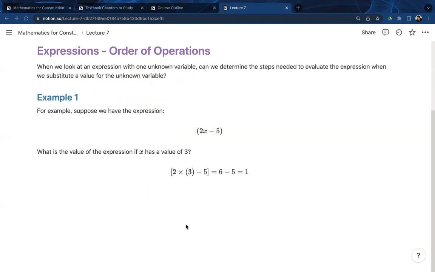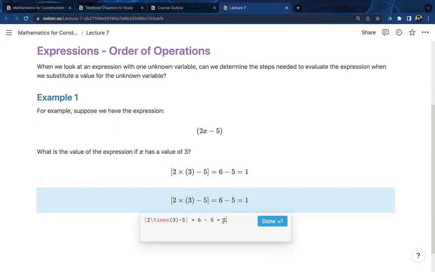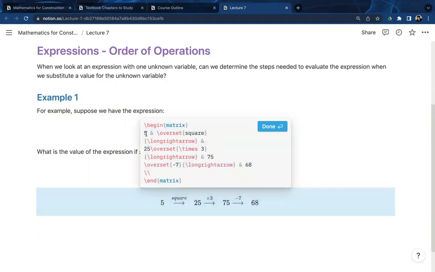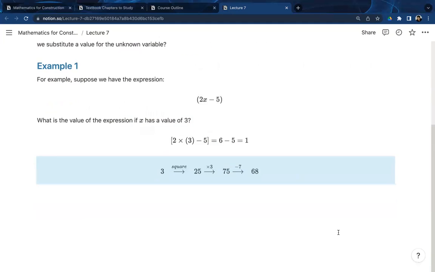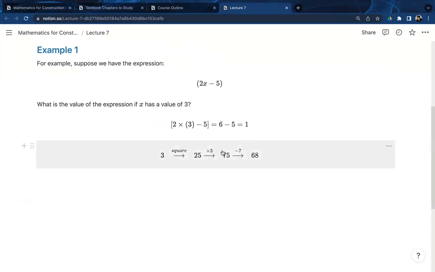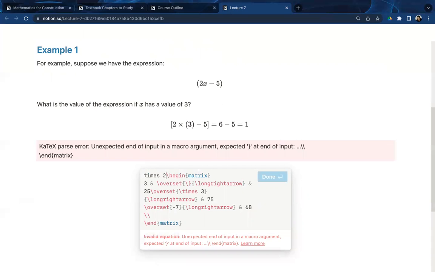Now we could write something like a flow chart, or rather what we like to call a sequence diagram. If I start with 3, what do I need to do to substitute? I need to multiply by 2.